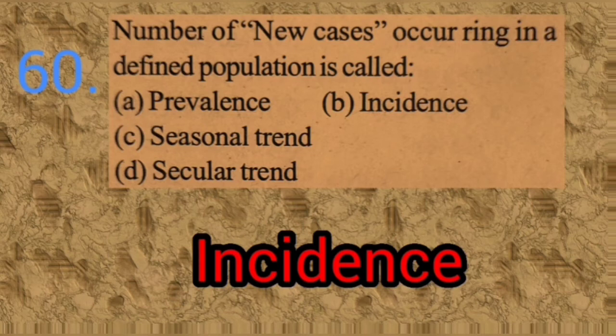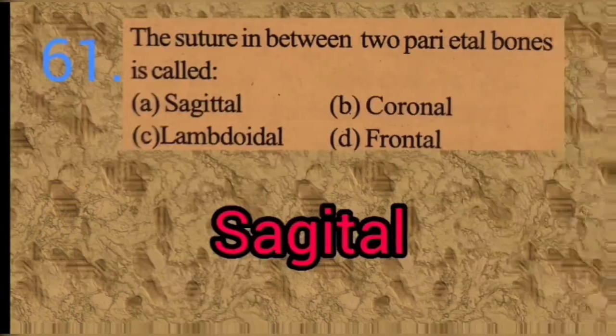Number of cases occurring in a defined population is called incidence.